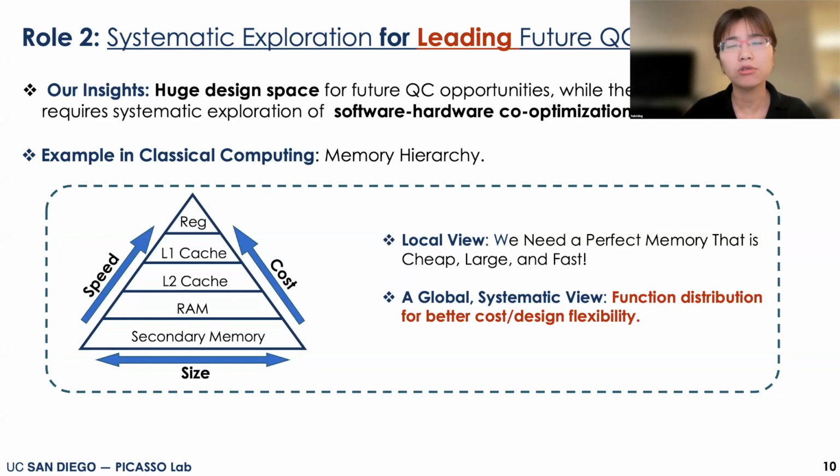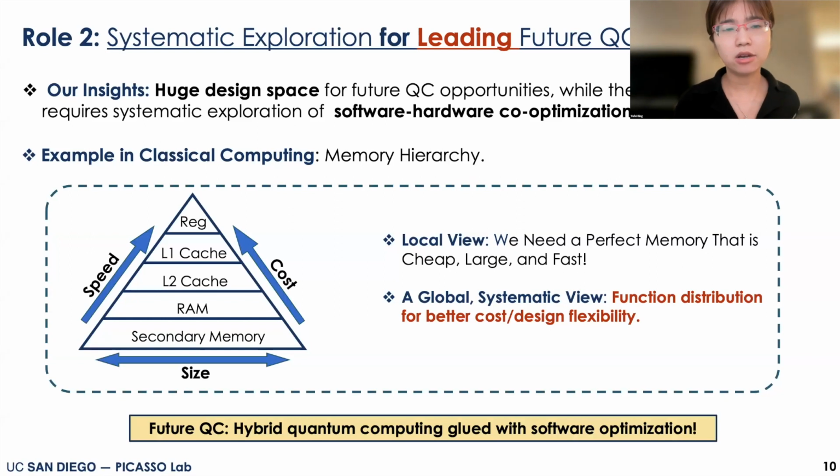Okay, and here I also want to draw an example from classical computing. If we only look at the physical level, we may want to find a perfect memory that is simultaneously cheap, large, and fast. But the memory hierarchy tells us that we do not need to do that simultaneously. Actually, we can decouple the functions so that we can have better cost and design flexibility, and that also requires compiler and computer architecture co-design. And in my mind, I think future quantum computing could be of this kind too.